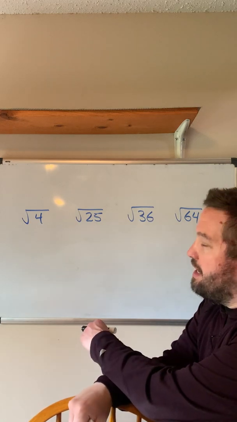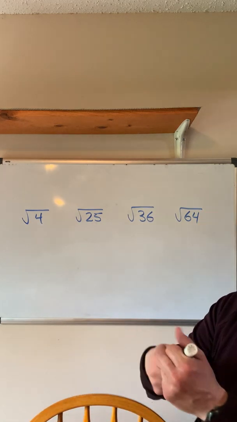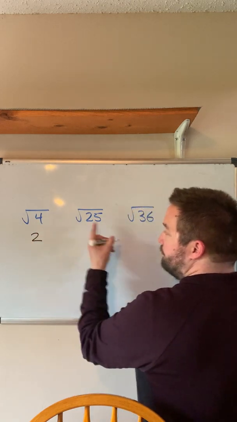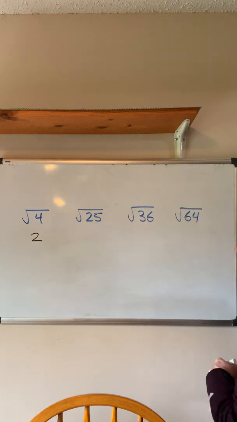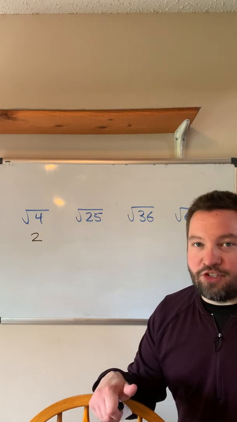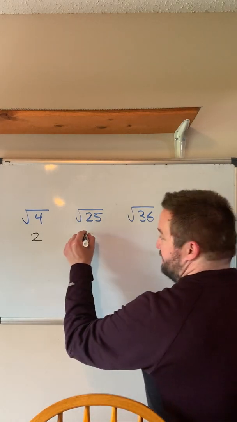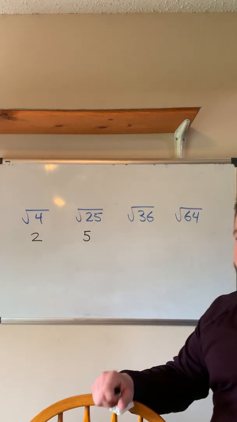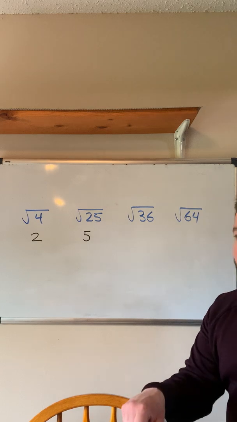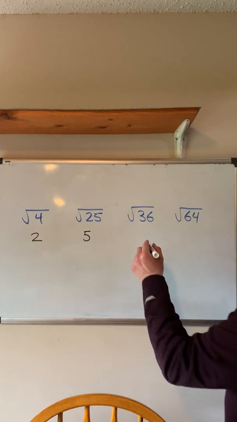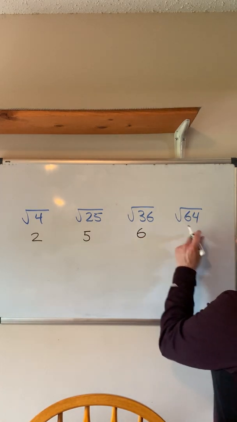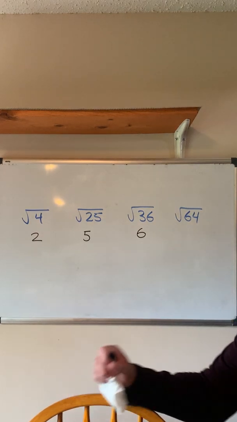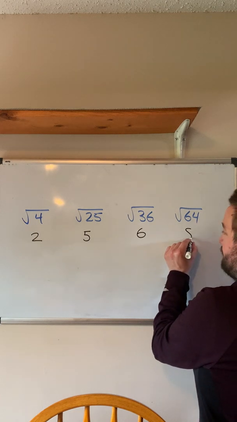So here I ask myself, what number times itself is going to be 4? And that's going to give me an answer of 2. What number times itself is 25? Or what is the square root of 25? And that's going to give me 5. What is the square root of 36? Or what number times itself is 36? That's going to be 6. And then lastly, what number times itself is going to be 64? And that is going to be 8.